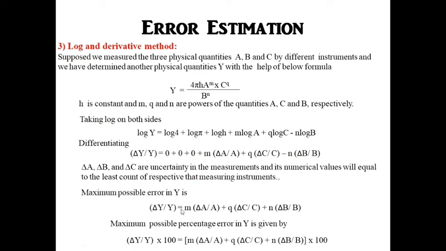For the maximum possible error in Y, you will take the negative signs as positive when you calculate the maximum error in Y like that. This maximum possible percentage error in Y is given like that.